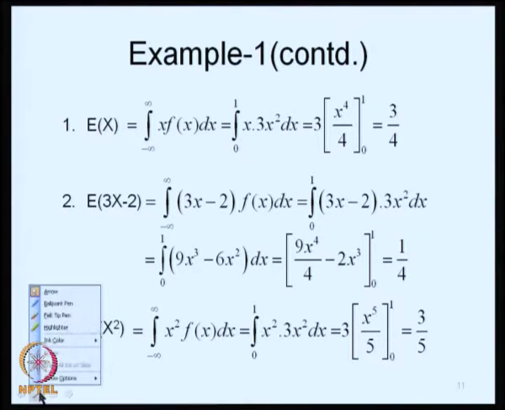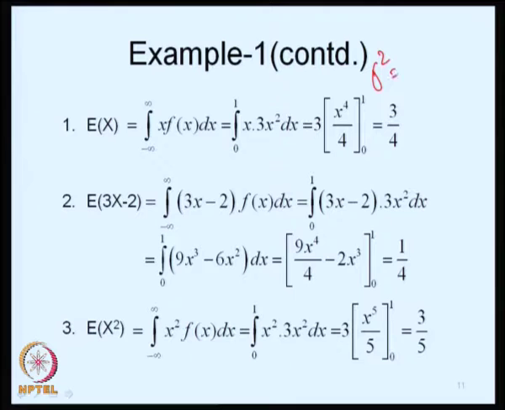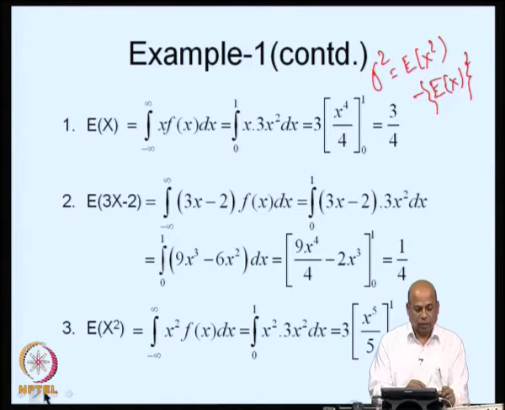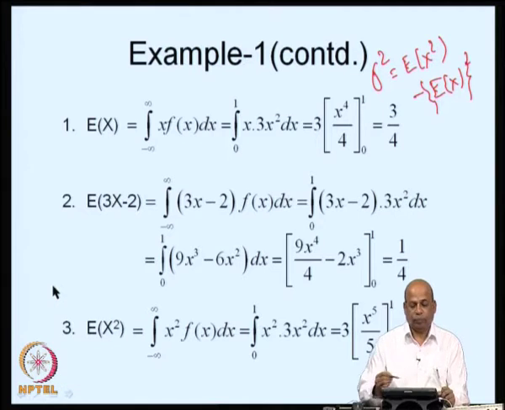We wrote that the variance, sigma square, is expected value of x square minus expected value of x the whole square. So, we can get the variance from the expected value of x and the expected value of x square.